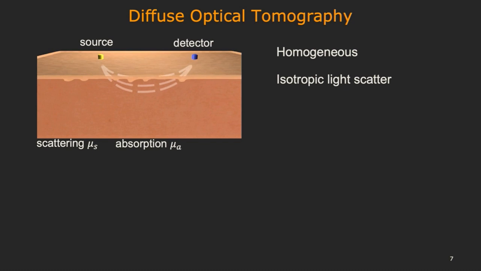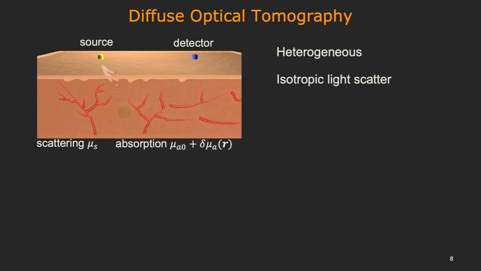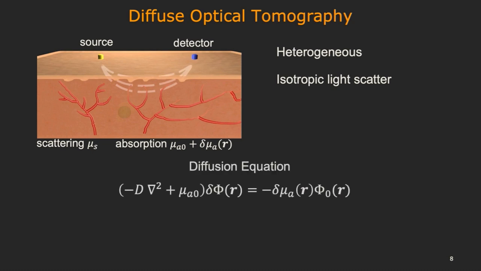Our method is built on top of DOT, so let's quickly review it. For homogeneous and highly scattering medium, the light intensity at the detector is governed by the well-known diffusion equation, with the scatter parameters on the left and source intensity on the right. When there are heterogeneities, the scattering properties change. For tissues, this change is mostly contributed by the change in absorption coefficients. In this case, the change of light intensity due to heterogeneities is governed by a diffusion equation of the same form as the homogeneous case.